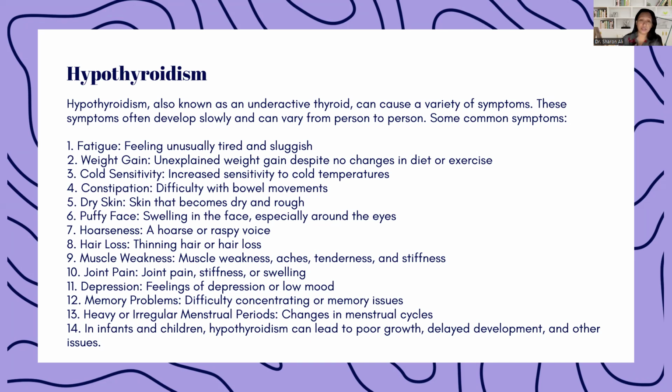The menses can be either scanty and completely absent, or it can be very heavy flow that just doesn't stop. We find both these cases in hypothyroidism. In infants, you find that the patient may have poor growth and they might have delayed developmental milestones, so they can be mentally and physically retarded also.